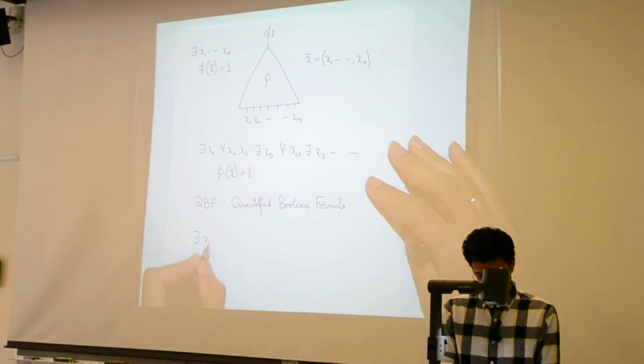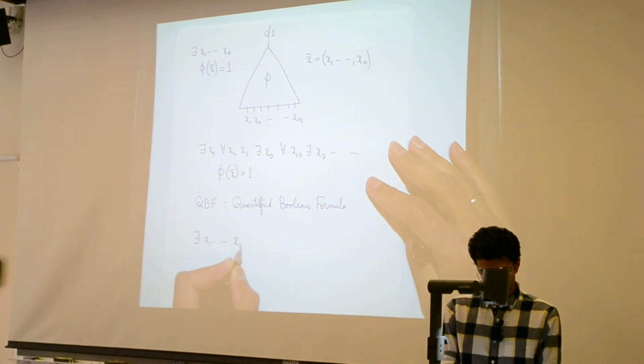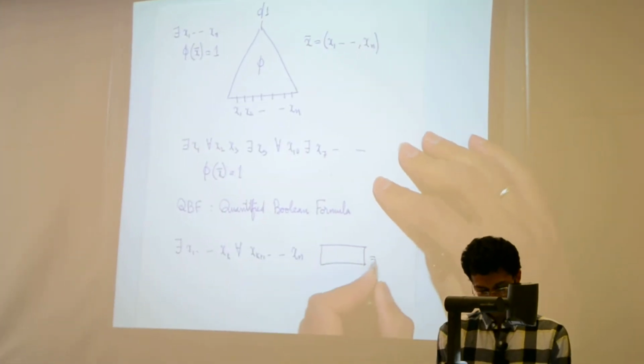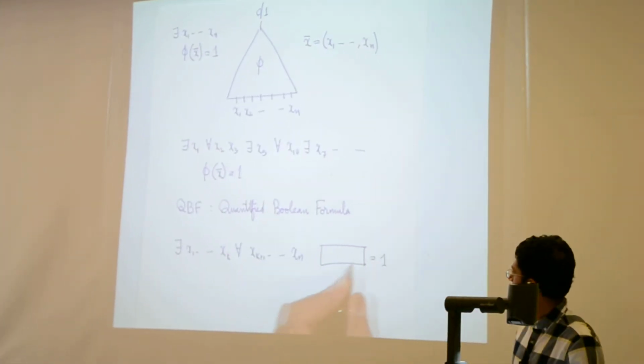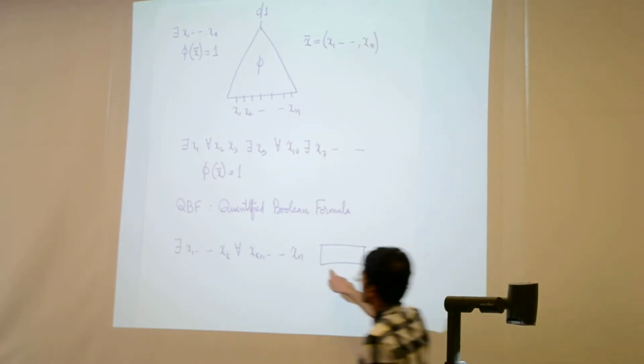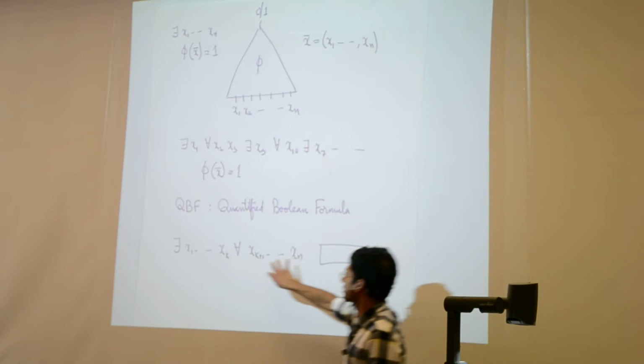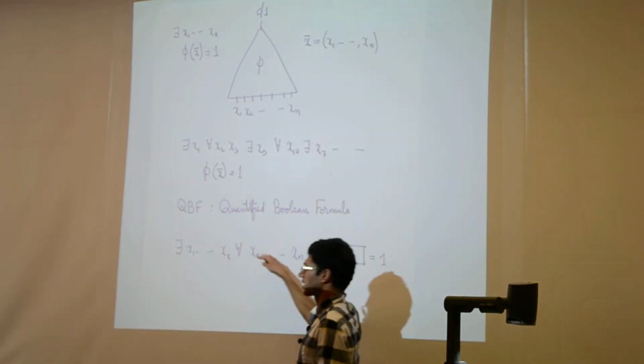There exists x1 up to xk, so for all xk plus 1 up to xn, something is true, where the something is simple. Does that make sense? Once you set all these variables, you're doing something simple. But you're trying to understand, is there a setting of variables of this kind so that this is always true?